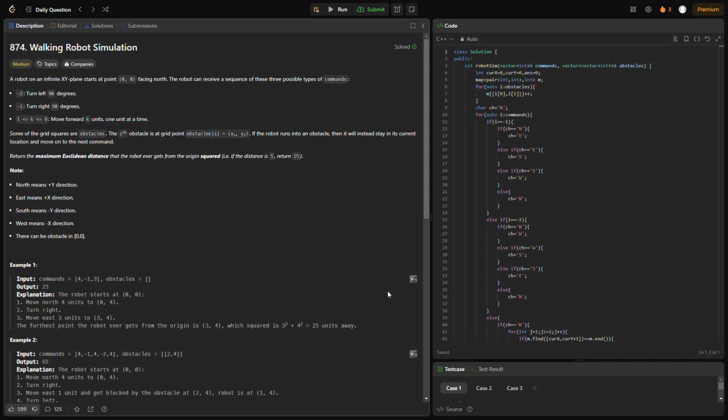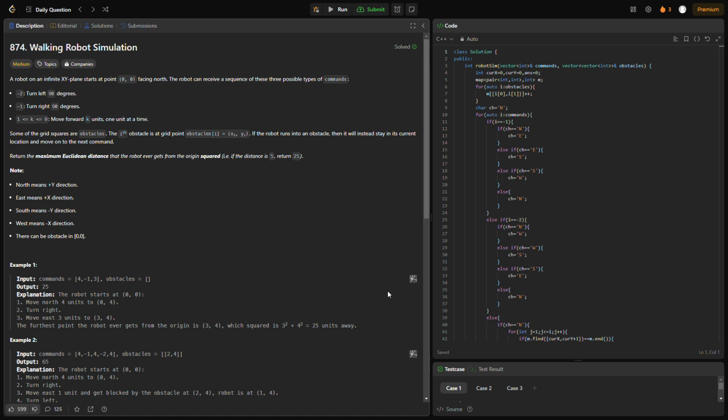Hello. So today we are solving a daily question of Leetcode. The question is Walking Robot Simulation. It describes that a robot is walking on an infinite xy plane starting at point 0, 0, that is the origin, and initially it is facing north.